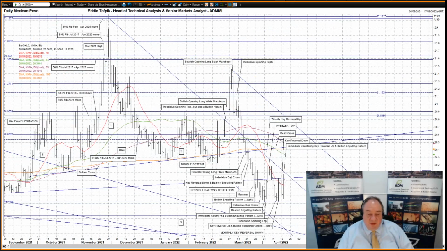US dollar against the Mexican peso. An immediate countering combined key reversal up and bullish engulfing pattern yesterday after the previous session's interesting key reversal down. Thus, the market reacted to an attempted move lower by reverting back up over the broken July-based uptrend, currently at 20.0299, and approaching the middle time, currently 20.0979, of the late November 2021 to March 2022 bearish Andrews pitchfork.